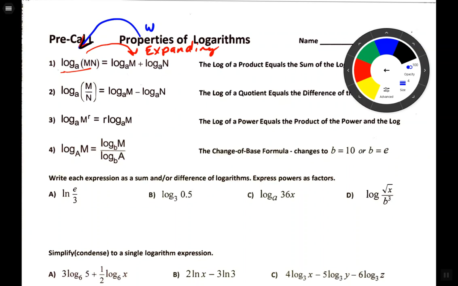Now, if I'm going from the left side to the right side, it's expanding. If I'm going from the right side to the left side, it's writing as a simplified log.